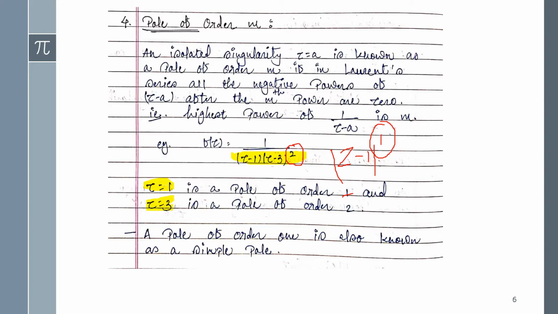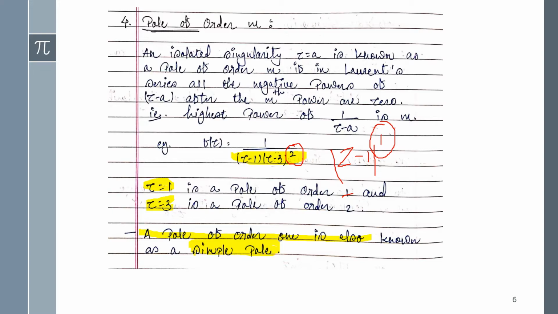In this way we can find its pole of order m. And here I have written one note: the pole of order 1 is also known as a simple pole. So maybe in the question it may come that what is a simple pole, and a simple pole means you have to find a pole of order 1 only.